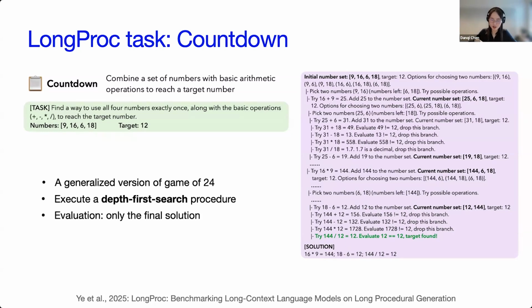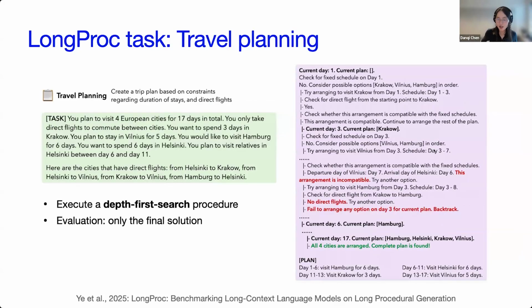The model needs to figure out how to compose the numbers and how to validate the number, but also needs to follow this kind of particular search procedure. And the last task here is also very similar. We call this task travel planning.